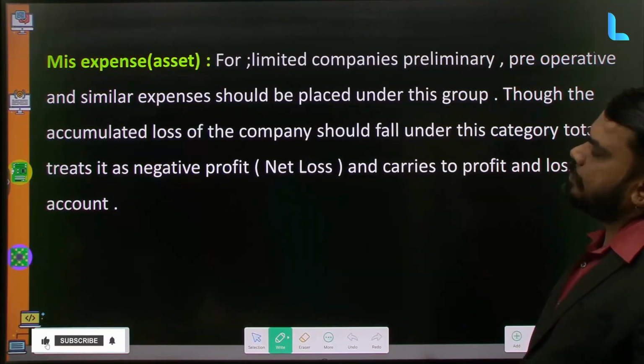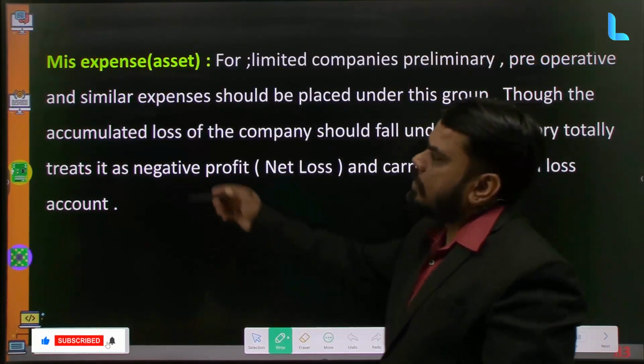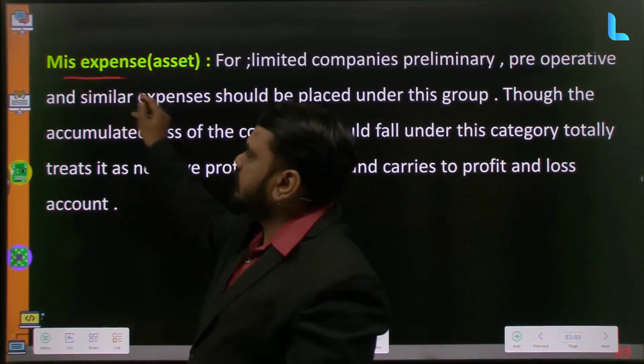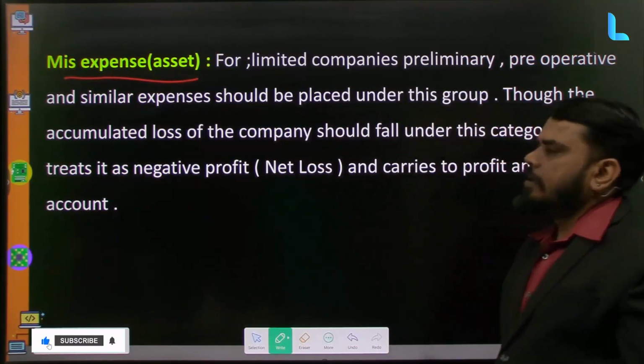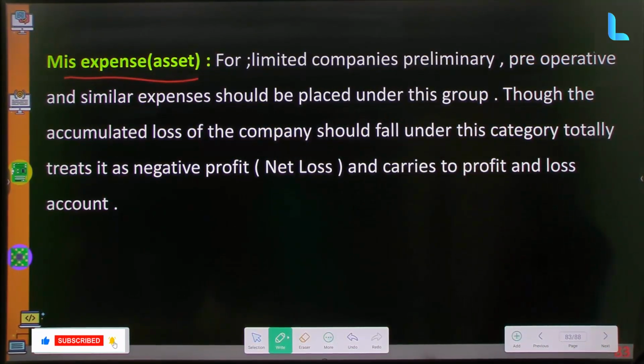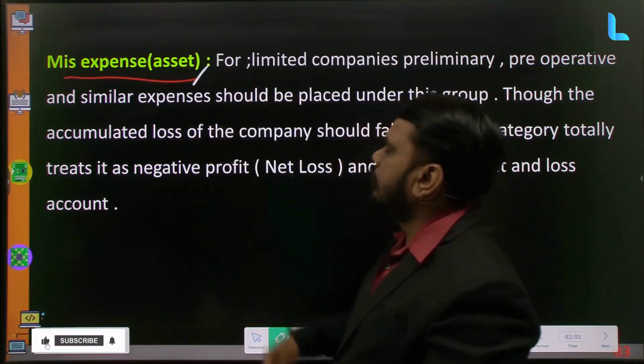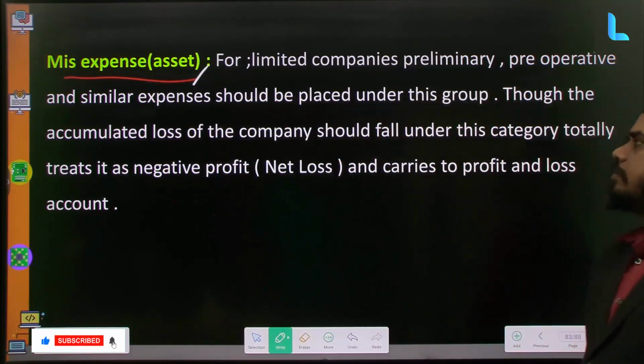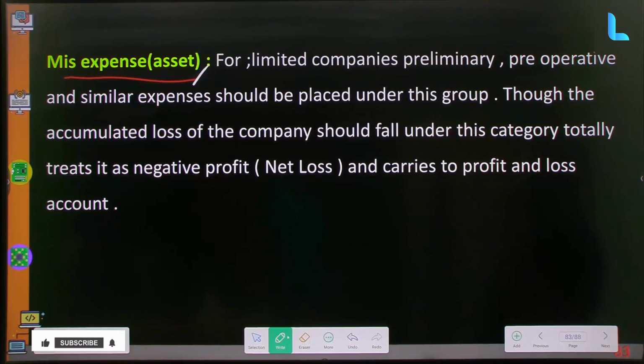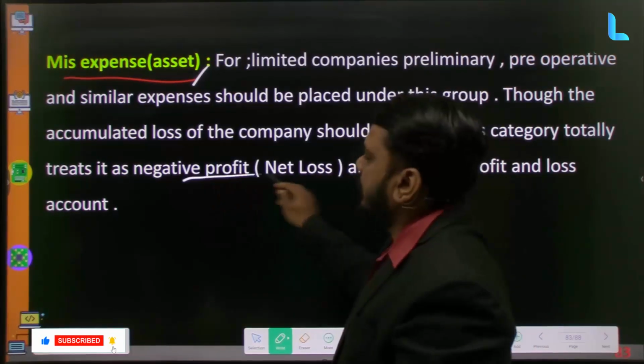Let us continue. The next account group is called miscellaneous expenses, asset side. Here, for a limited company, the preliminary or pre-operative or similar expenses are all placed under this miscellaneous expenses on the asset side. If a loss is accumulated, then it falls under this particular category and is shown as negative profit or net loss.